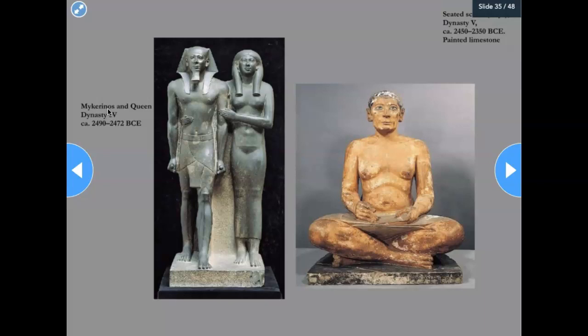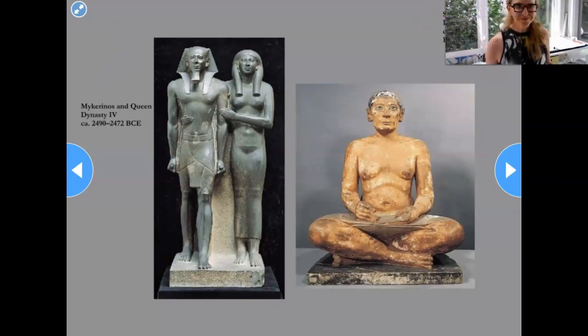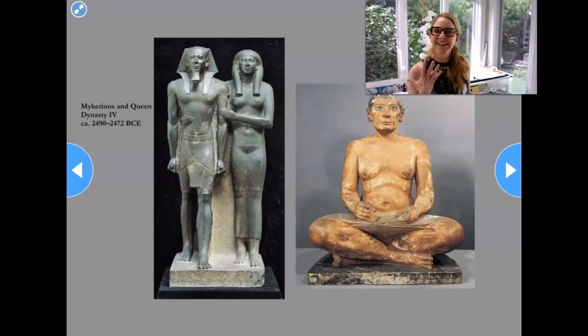And it gets back to one of the things that I started the course with, which is this idea that all art has intent, right? All art has intent. What does that mean? It means that all art has an idea behind it. And so the artist, whether he's making a sculpture here of a pharaoh and his queen, or a scribe, has a very specific idea of how he, or she, the artist, wants to represent these people.